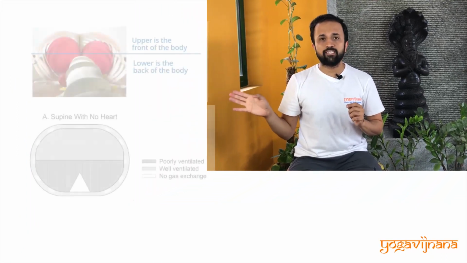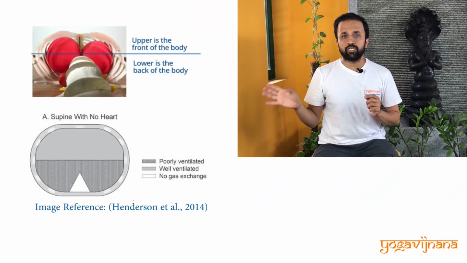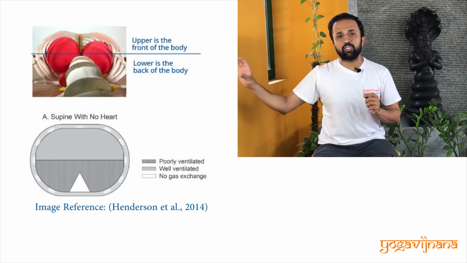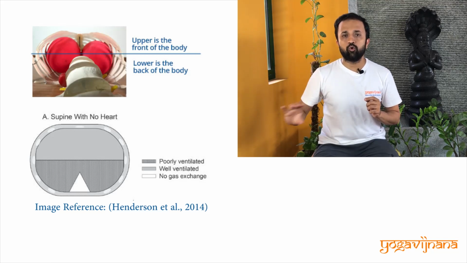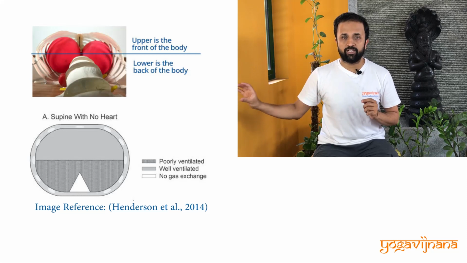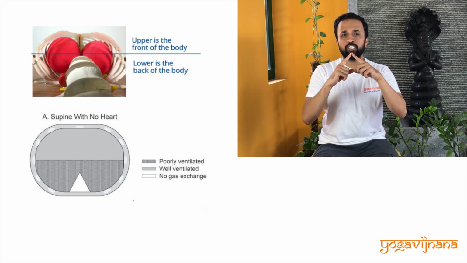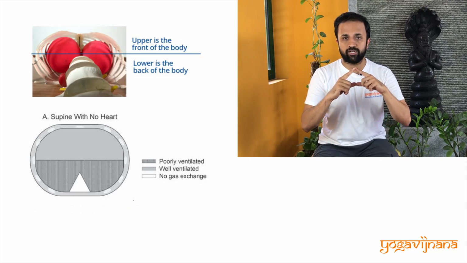When you are lying down in the supine position, the entire weight of your heart and the upper part of your lungs falls on the lower part. So there is a lot of pressure on the lower part of the lungs, and that makes the lower part less oxygenated compared to the upper area, and that is what you can notice in this picture. The upper area is well ventilated, whereas the lower part of the lungs is less ventilated, and the triangle that you see is the position where our spine is located.